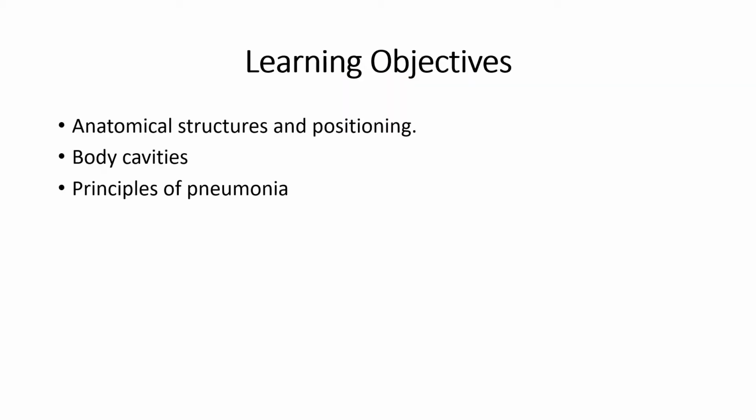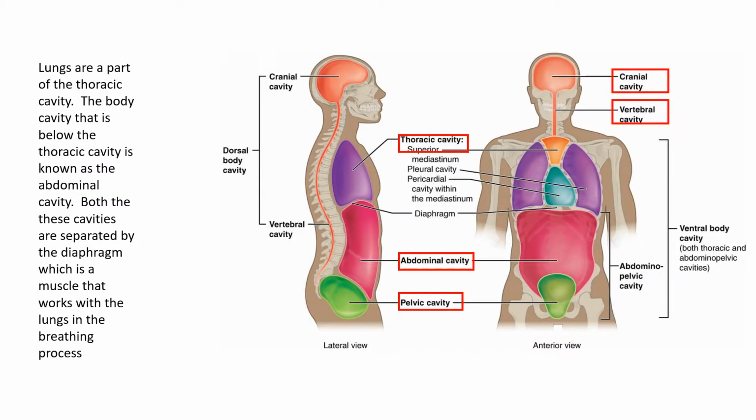Talk about the respiratory system. Yet again, as I always mention, it's one of the 11 body systems, or in other words organ systems, to help us stay functioning and alive. All right, so the learning objectives: talking about the anatomical structures and positioning, body cavities, and the principles of pneumonia. So again, the respiratory system is, of course, just a part of breathing, inhalation and exhalation, or inhaling or exhaling.